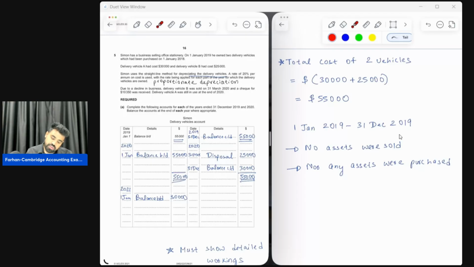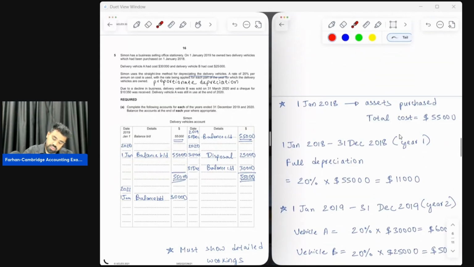And we understand that between 1 Jan 2019 and 31 December 2019, no assets were sold, nor any assets purchased. That means at 31st of December 2019, we simply carry down a balance of $55,000 to ensure both sides are equal. Then, when we move to the new financial year, starting 1 Jan 2020, this closing balance of $55,000 from 31 December 2019 gets carried forward as the opening balance at 1 Jan 2020 of $55,000. So we are writing balance b/d, which is balance brought down.